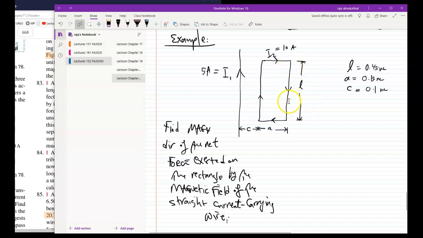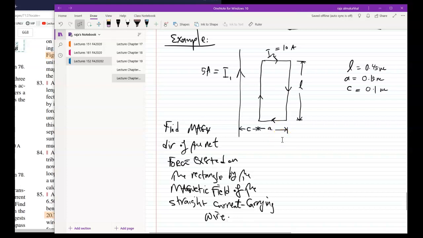However, this one is opposite, so there will be a repulsion between this side of the rectangle and the straight wire. Of course, those will not contribute because they are perpendicular. When the wires are perpendicular, there is no net force, and it's basically zero. So we can ignore this part right here and this part right here. Got it? So what I want to do, I want to calculate that force.